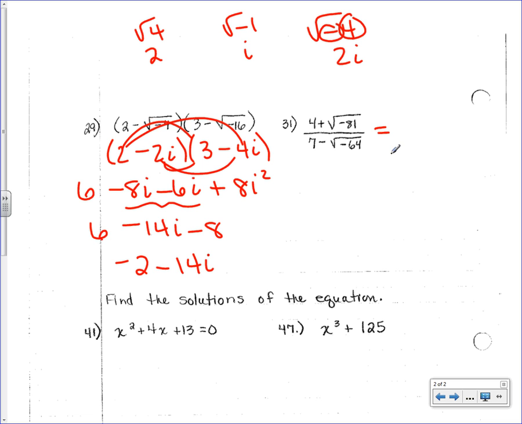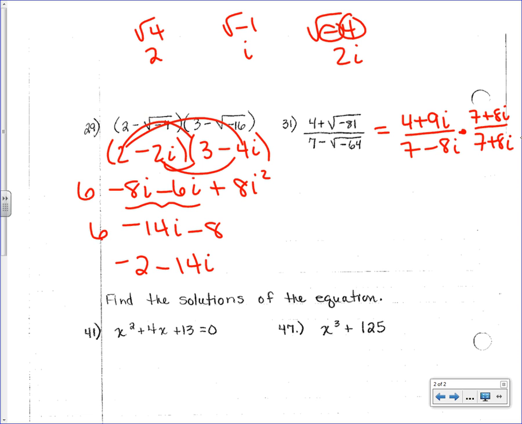Yeah, let's pull out the i's and let's make those prettier, right? So that's still a 4 plus sign. What is the square root of 81? 9 with that i, right? And it's going to be 7 minus 8i. If you do that first, it's a lot easier. So what am I going to have to do? Multiply by the complex conjugate. So what am I going to multiply by on the numerator and denominator? 7 plus 8i, 7 plus 8i.